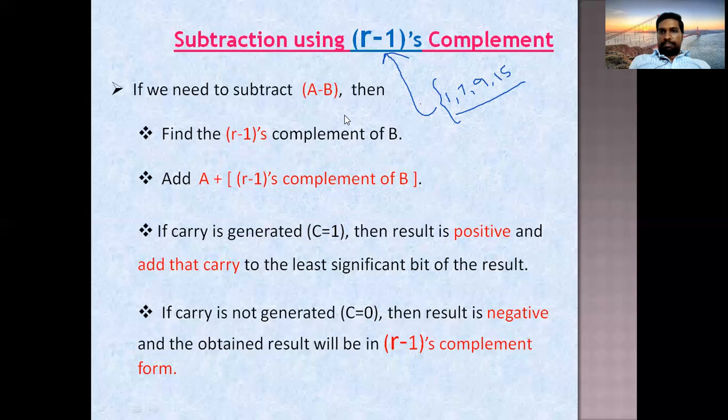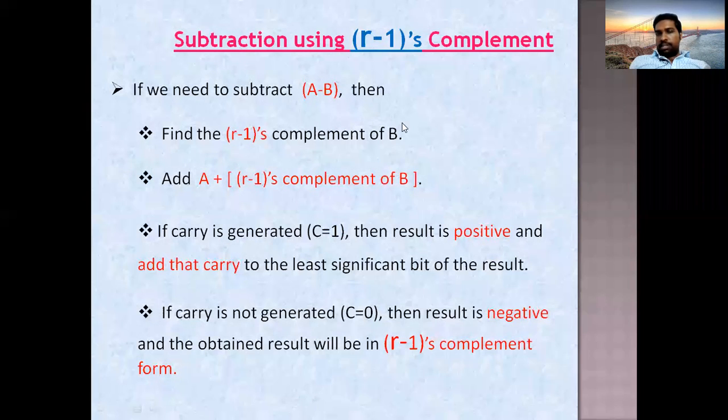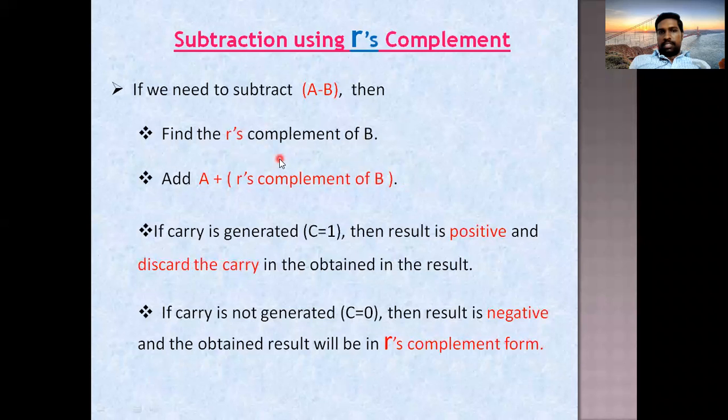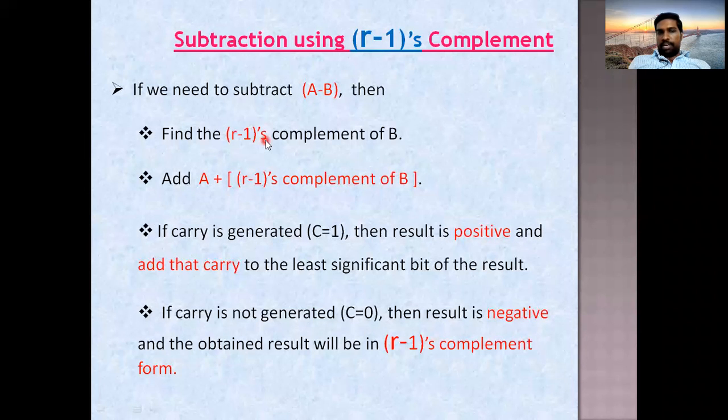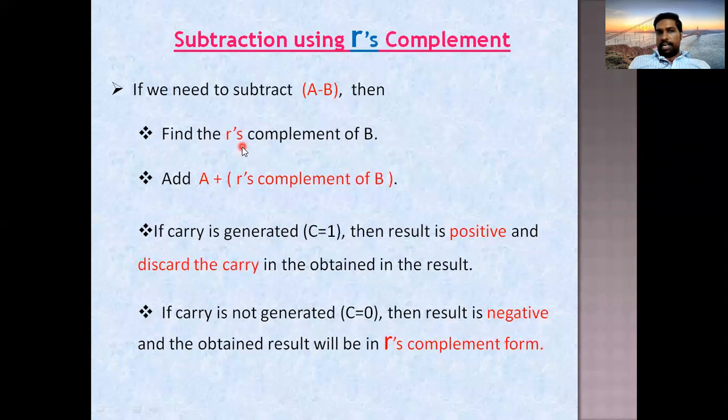Now, what is the method to follow for r's category? Till now we have seen only r minus 1. What if you want to follow r's complement? See, same process. Previously, what is the first step? Find the r minus 1's complement of b. Now find r's complement of b.